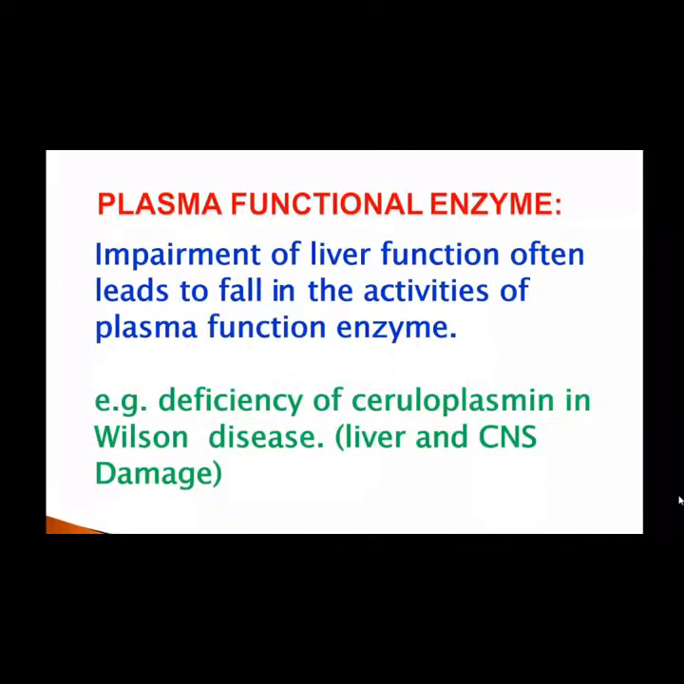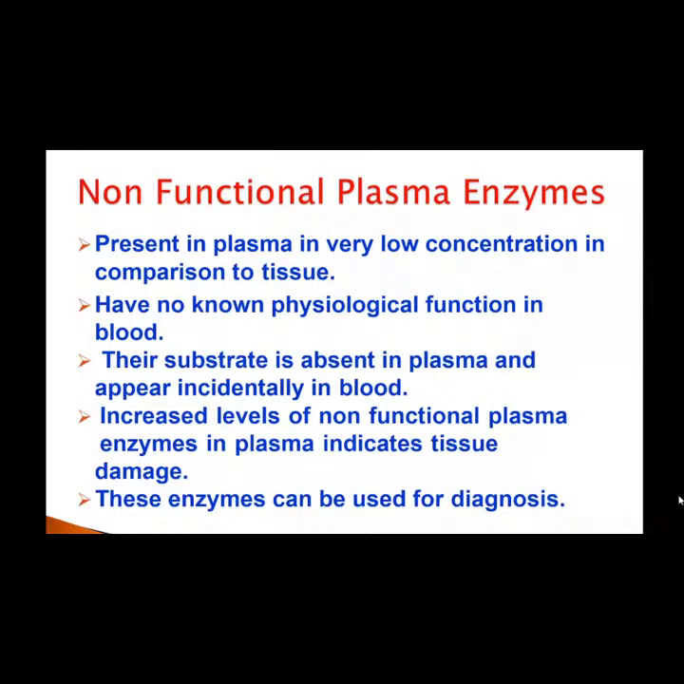Okay. Impairment of liver. When the liver is damaged in our body, it leads to a decrease in the activity of these enzymes. The level of enzymes in blood is decreasing, right? An example is deficiency of ceruloplasmin in Wilson disease. What is Wilson disease? When the liver is damaged, the level of the ceruloplasmin enzyme is low. Please go back to the previous slide.